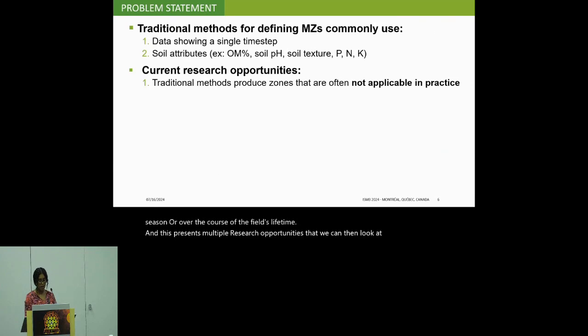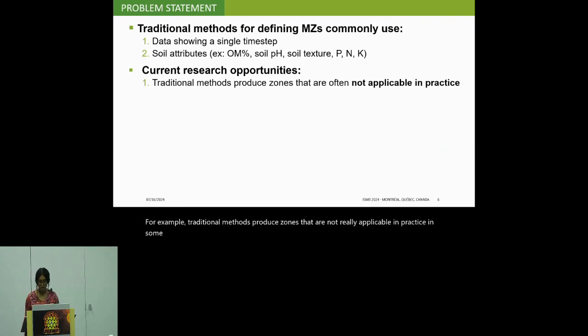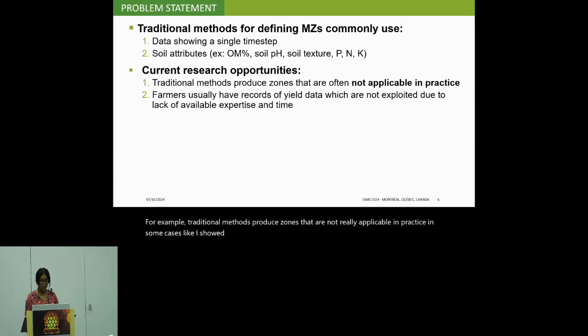For example, traditional methods produce zones that are not really applicable in practice in some cases, like I showed before. And farmers also have huge records of yield data in some cases, which are often not exploited because they lack the available expertise or the time to go back and actually look at this data with all the stress of the growing season.